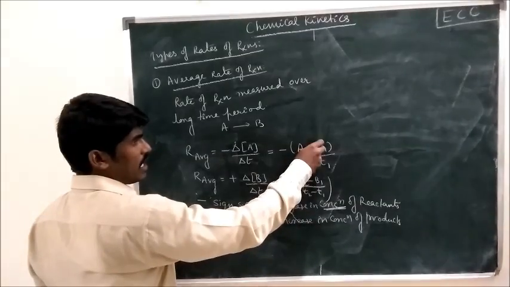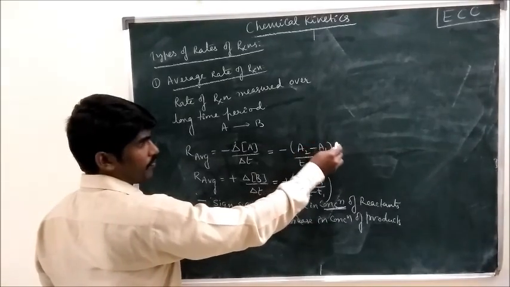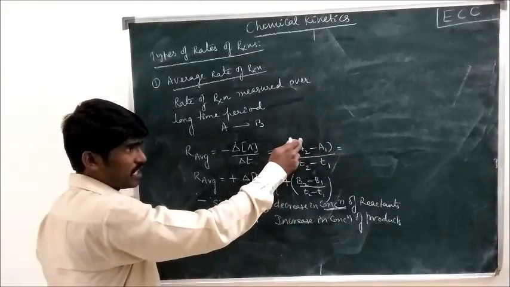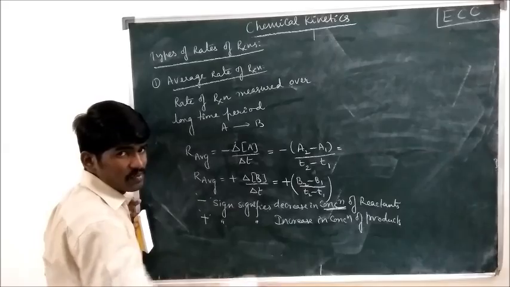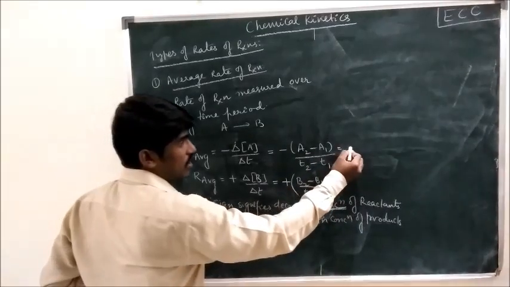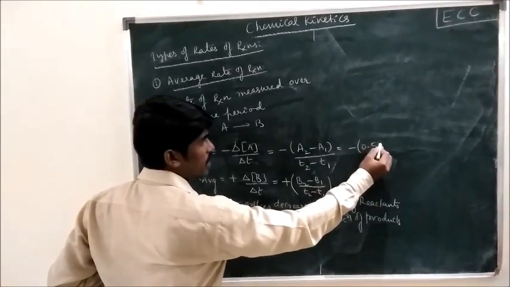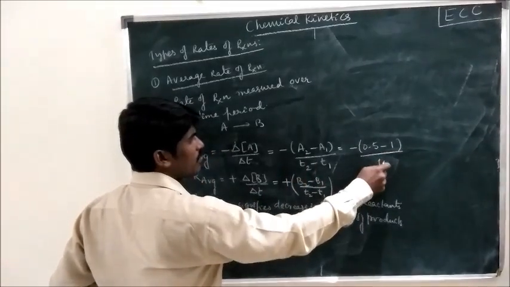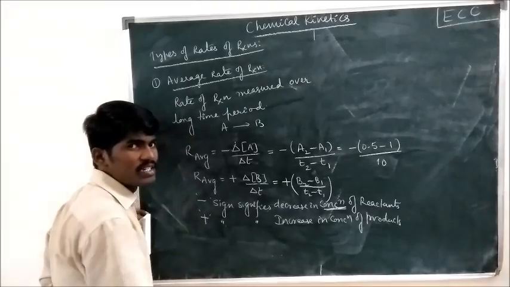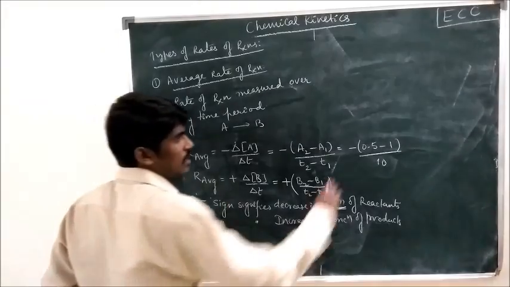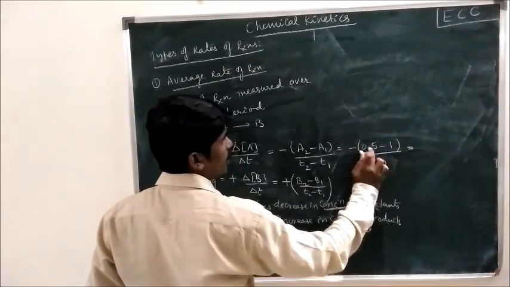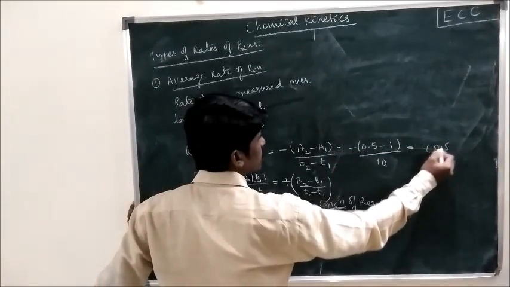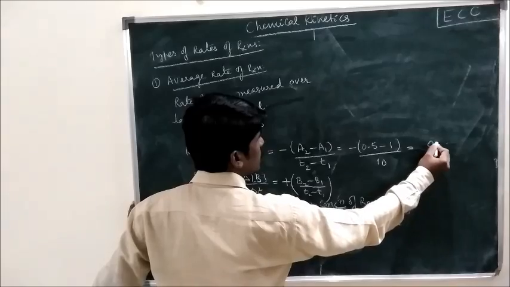Let us take A initially as 1 molar. After some time it has changed to 0.5 molar. Then what do you get? 0.5 minus 1 upon, let us take this time interval, they have taken it as 10 seconds. T2 minus T1 is equal to 10 seconds, let us consider. Then what do you get? 0.5 minus 1, you get minus 0.5. That means finally what do you get? 0.5 by 10. You will get plus only here.